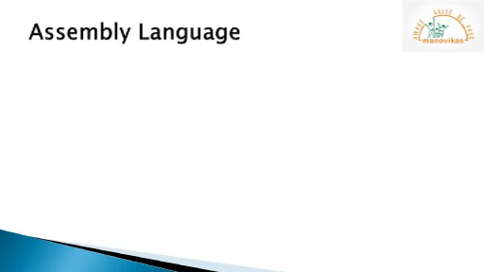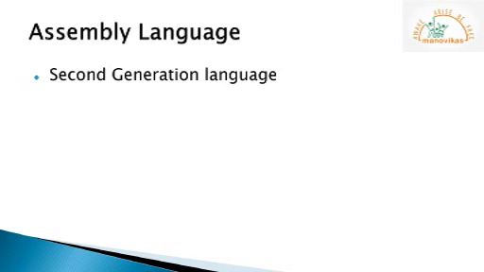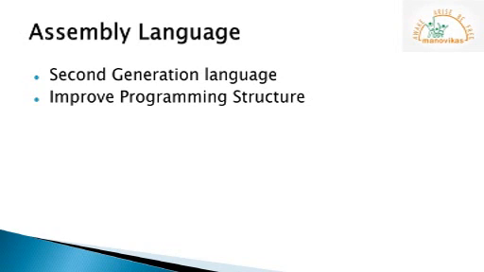The second low-level language is assembly language, which is also called second-generation language. Due to various disadvantages of machine-level language, this language was the first step to improve the programming structure. This language makes use of mnemonics. Mnemonics are symbols which are used as a substitute for the zeros and ones of machine code. This language uses a translator called an assembler to convert assembly language to machine language.